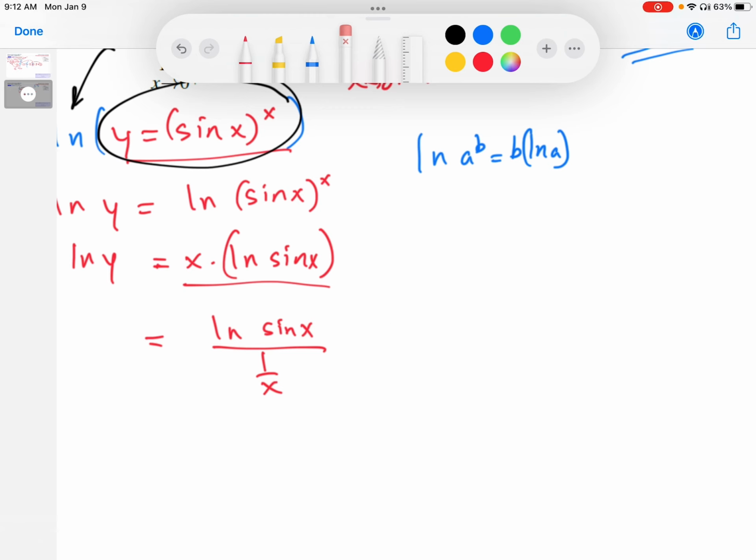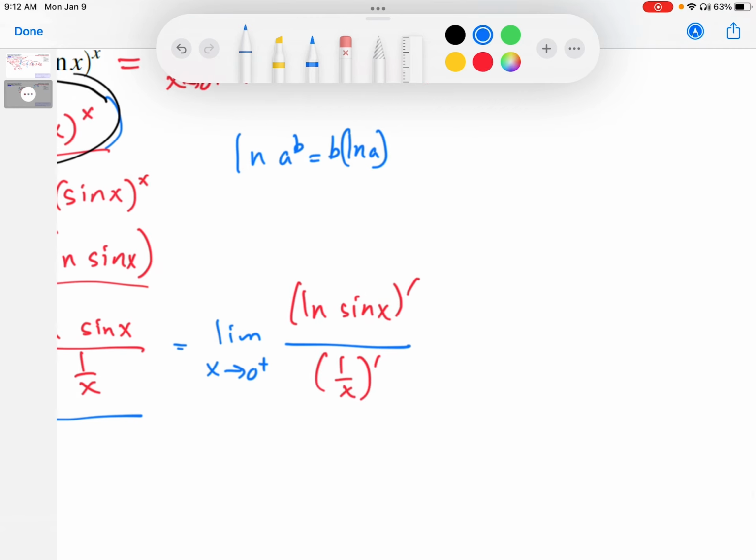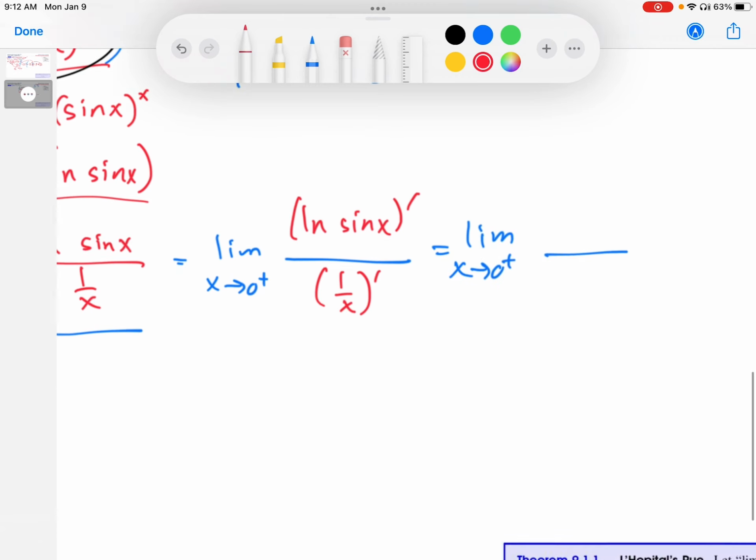So that's nice, because that's exactly what we're going to do now. Okay, so let's go ahead and do that. L'Hopital's rule says that the limit as x goes to 0 from the right of this function is the same thing as the limit as x goes to 0 from the right of the ratio of the derivatives. I'm just going to write that first, and then we will calculate the derivatives next. So what are these derivatives? Well, in the denominator, I have 1 over x, that's x to the negative 1. That is a power rule: bring down the negative 1, subtract 1 from the exponent, so that's negative 1 over x squared.